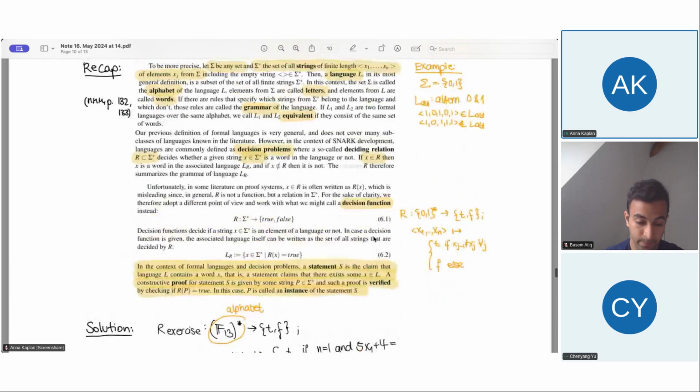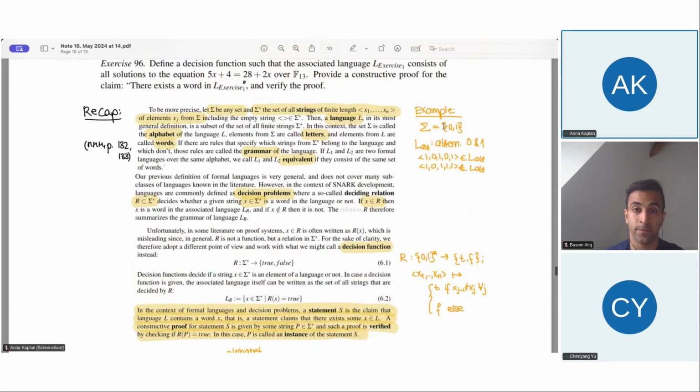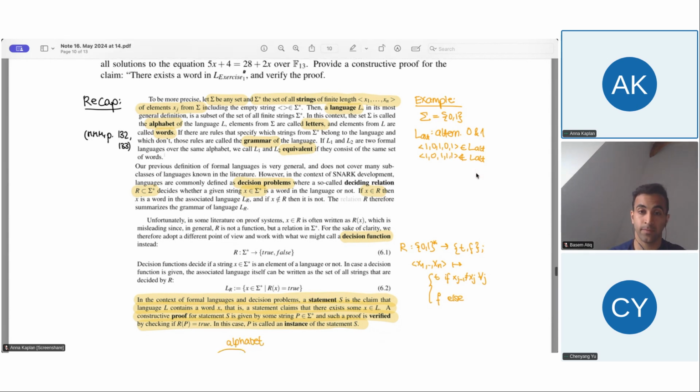Okay, so this is the idea, and I wrote down this example because I thought it's easier. If you think of all the bit strings, the alphabet would be 0, 1, which are the letters. Words would be something like 1, 0, 1, 0, 1. Now we define a language where the grammar says that the zeros and ones should be alternating. So this word is going to be in the language, and this word, 1, 1, 1, is not alternating, so it is not in the language, right?